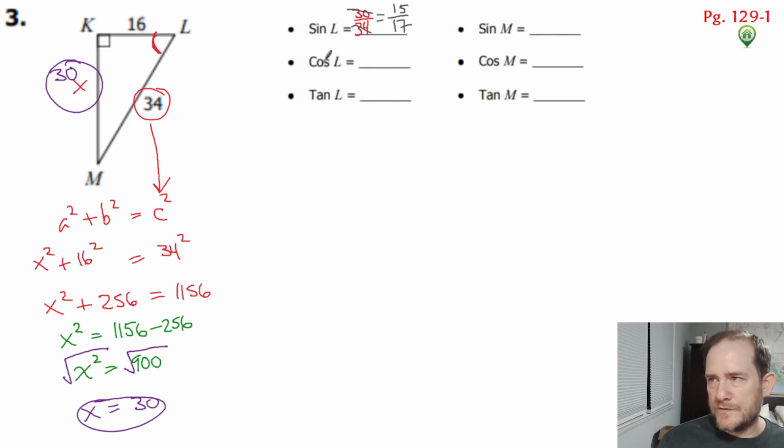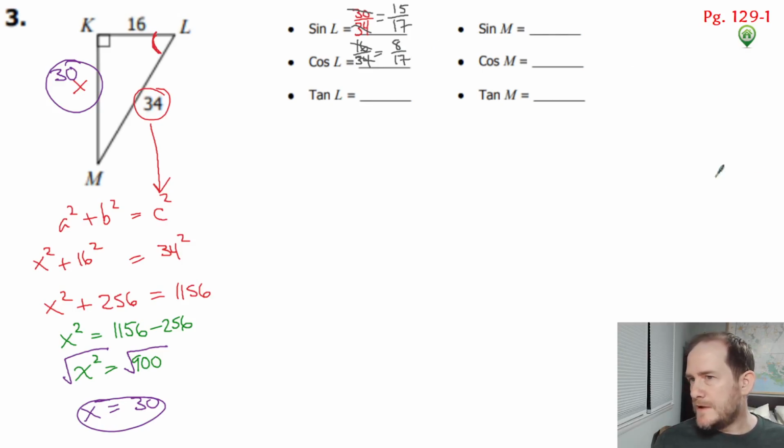So what about cosine of L? Cosine of L would use 16 as the adjacent over 34. And if you've got 16 over 34 and you chop them both in half, you get 8 over 17. And the tangent of L is opposite over adjacent, 30 over 16. That's going to be, when you reduce it, 15 over 8. So there's the three trig values for L.